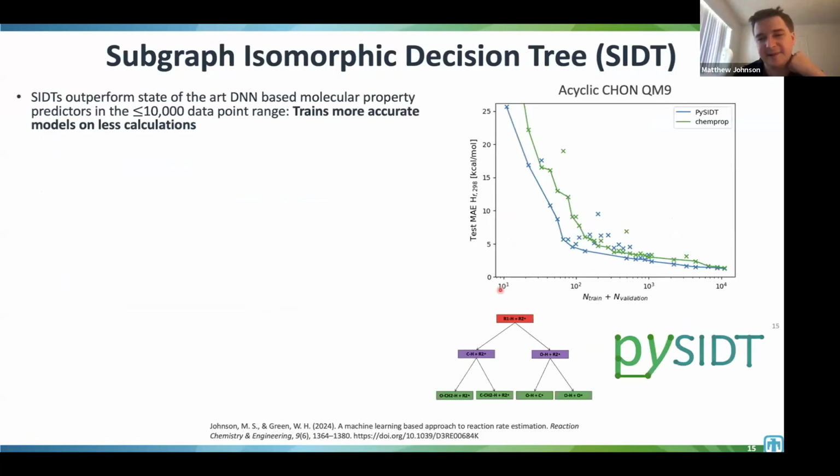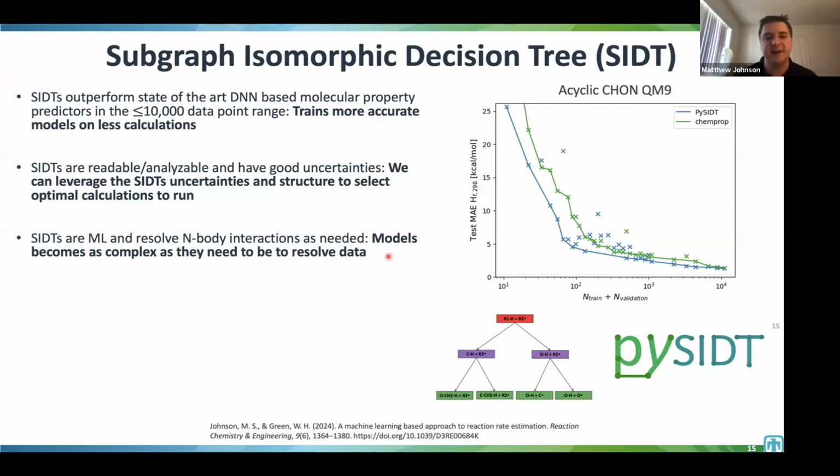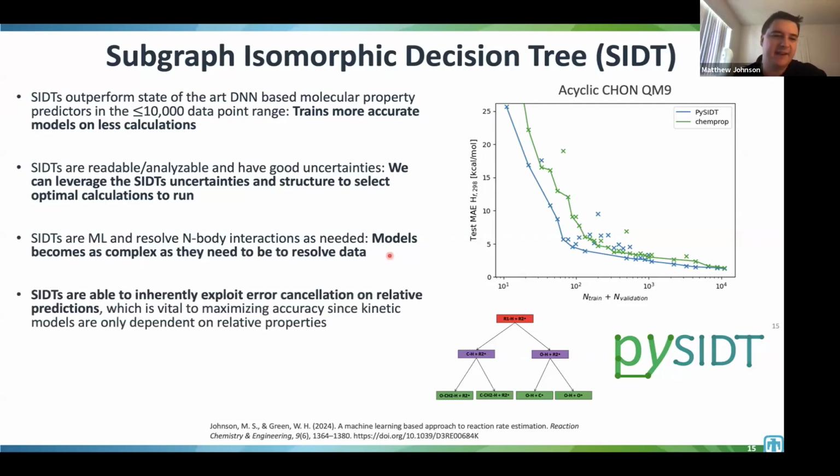We use this because it performs very, very well in the low data regimes that we're operating in, the sub-10,000 data regime, where it helps us get more accurate models on less calculations. These SIDTs are readable and analyzable and have good uncertainties, which is really nice because we're able to leverage these SIDTs' uncertainties and their internal structure to select optimal calculations to run that will best minimize the uncertainty of the tree.